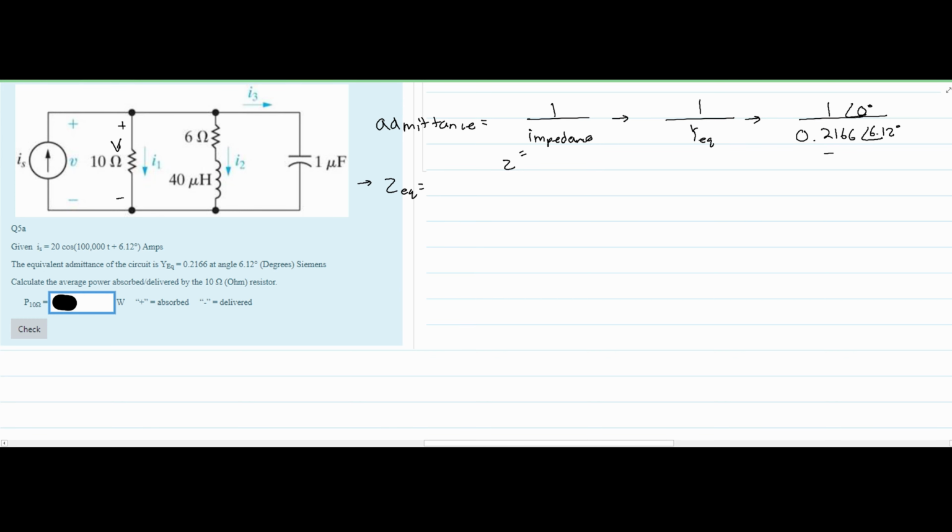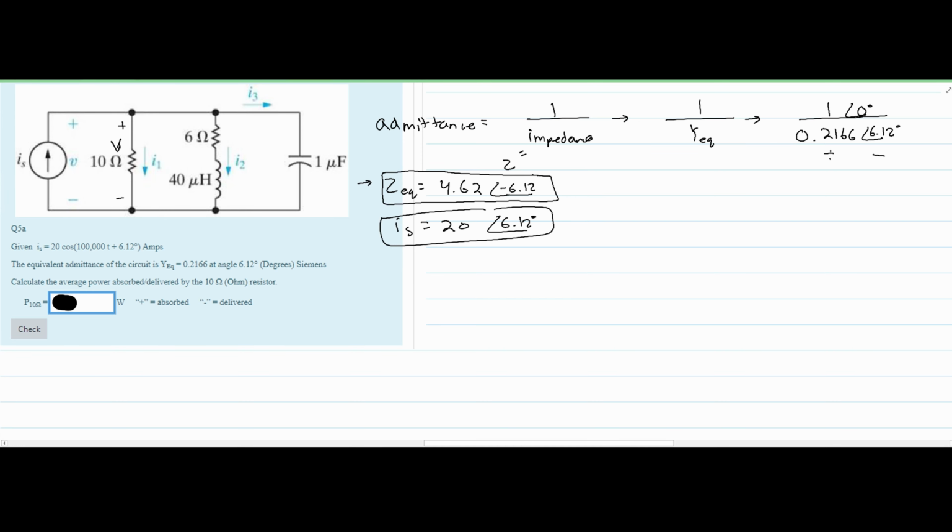And we know that we're going to divide the numbers and subtract the denominator angle from the numerator angle. This will give us 4.62 at an angle of negative 6.12 degrees. So that is the Z equivalent, and that is the total impedance if we were to add all of the impedances together. Now that we have this, and we are given our source current, I of S, to be 20 at an angle of 6.12 degrees, we can find the voltage right here. And it's, again, the same that's right here.